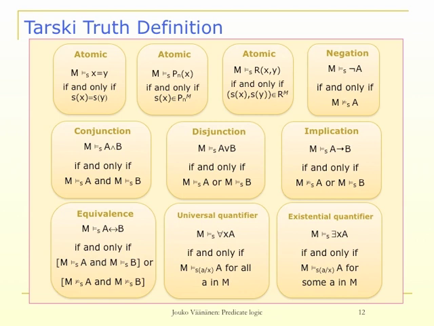s satisfies A implies B in M if and only if s does not satisfy A or s satisfies B in M. s satisfies A equivalence B in M if and only if either s satisfies A and s satisfies B in M, or s does not satisfy A and s does not satisfy B in M. s satisfies for all x A in M if and only if for all a in the set M, the modified assignment s[a/x] satisfies A in M. Finally, s satisfies exists x A in M if and only if for some element a of the set M, the modified assignment s[a/x] satisfies A in M.